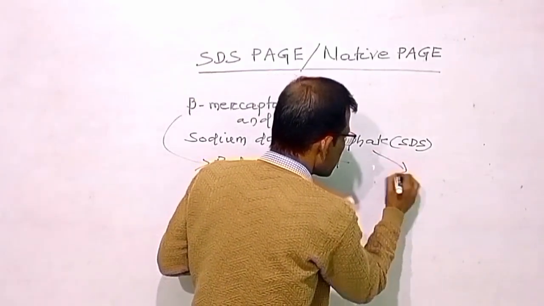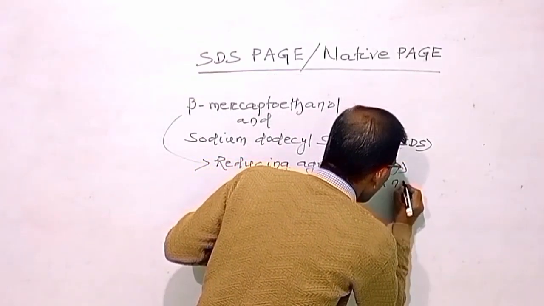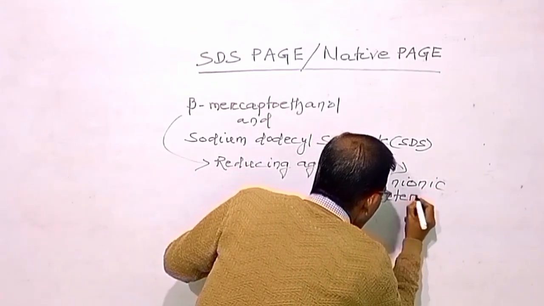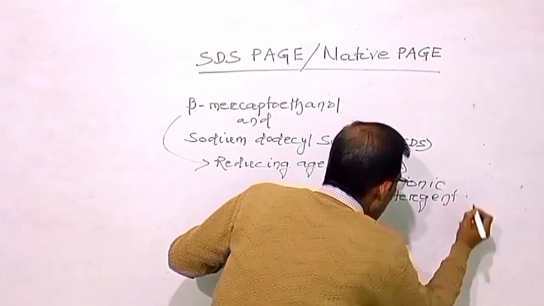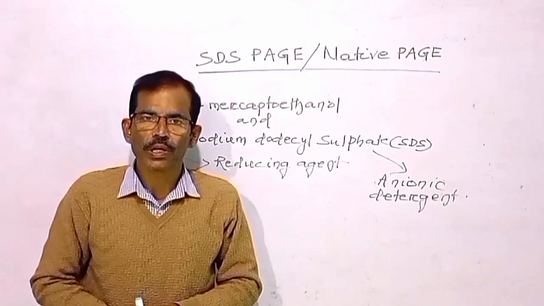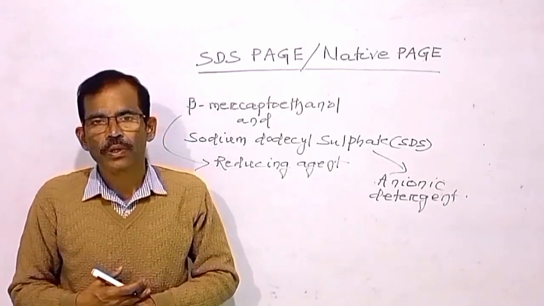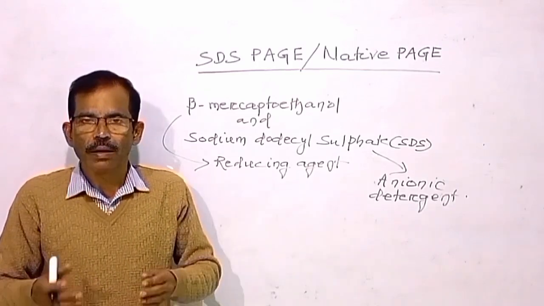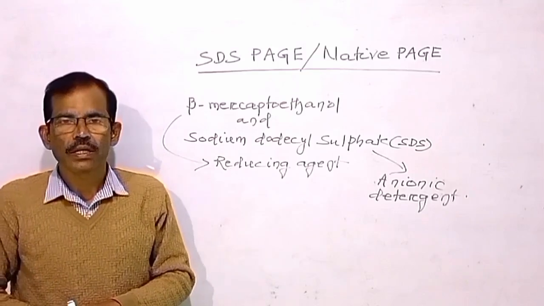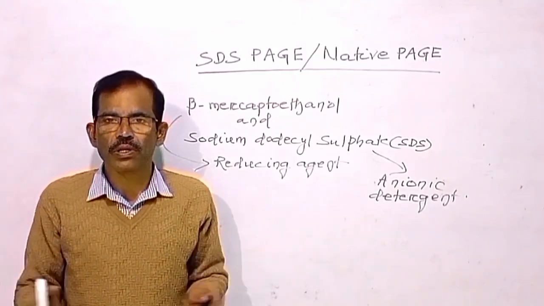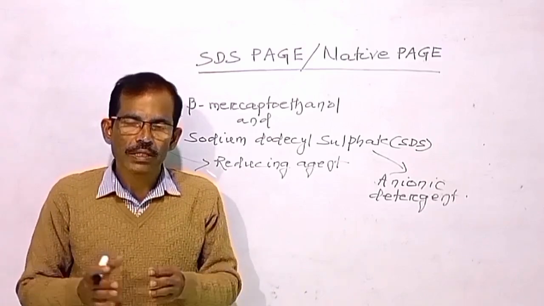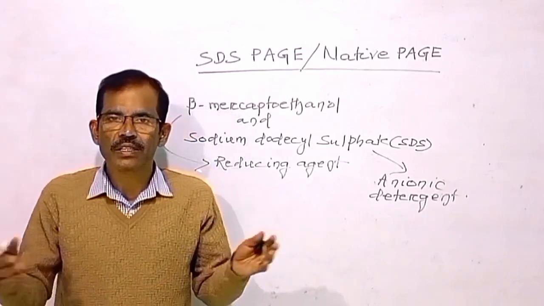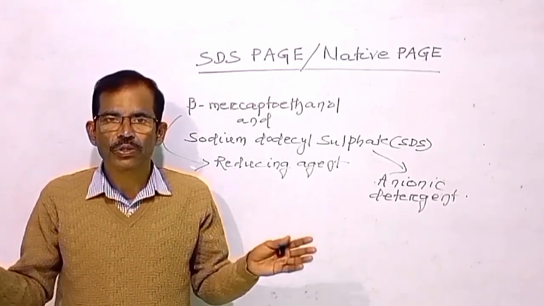Sodium dodecyl sulfate is an anionic detergent. It binds strongly to proteins and denatures them. By this treatment, all the proteins present in the sample are completely denatured. As a result, their native structure and function are destroyed. So SDS-PAGE is not suitable for separation of proteins while retaining their native structure and function.